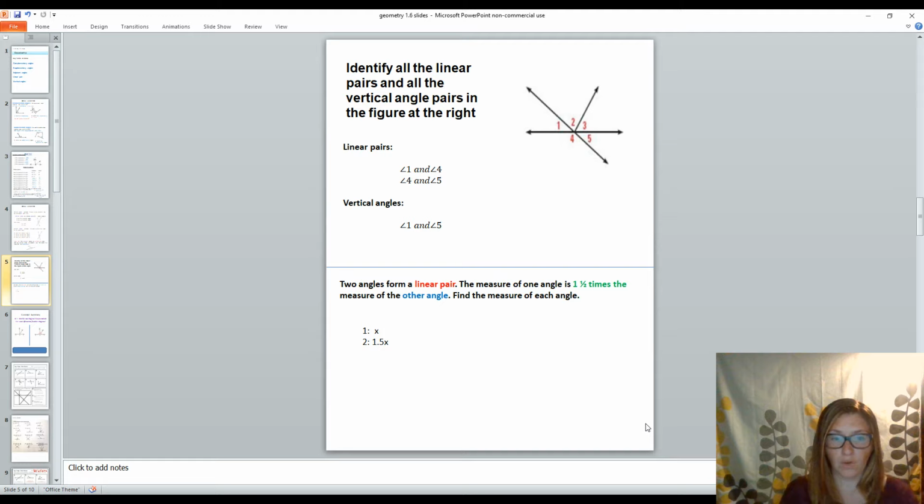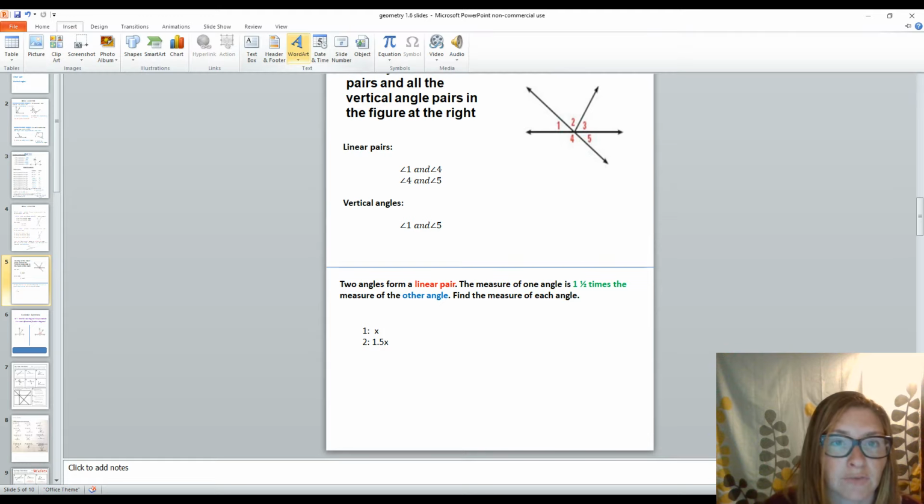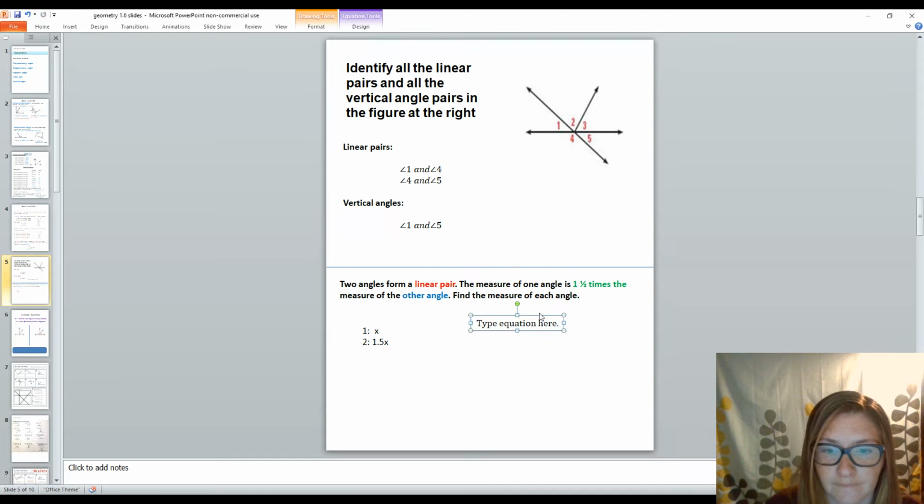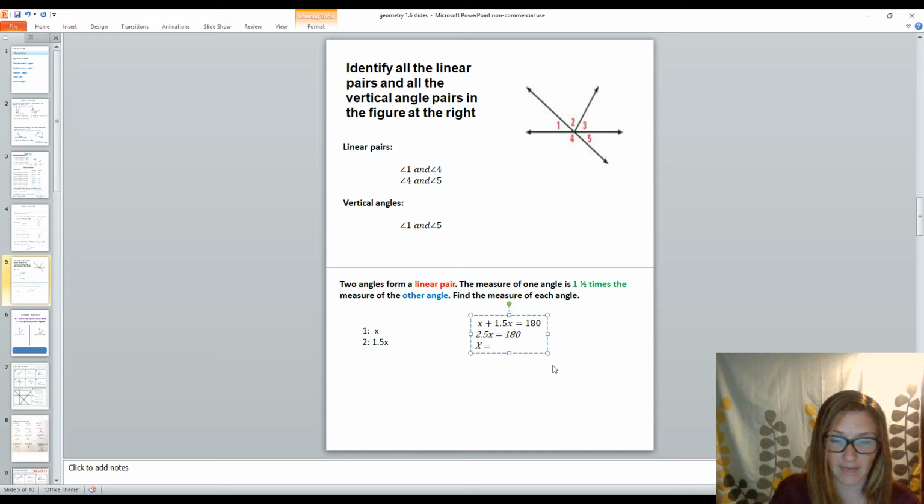So I know that angle 1 and angle 2, when I add them together, it's going to equal 180 degrees. So here I have x plus 1.5x equals 180 degrees because of the term linear pair. All right, so then we're going to combine like terms. So here I have 2.5x equals 180 degrees. What is x? So we're going to divide, and when we do, we get 72. Am I done? The answer is no, we're not done quite yet.